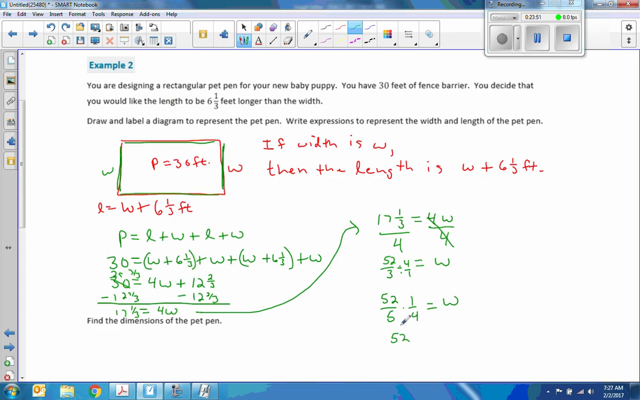52 times 1 is 52. 5 times 4 is 20. Okay, and then we simplify. 20 goes into 52 2 times. That's 40. Remainder 12. 12 20ths is 6/10 or 3/5. So the width is 2 3/5 feet.